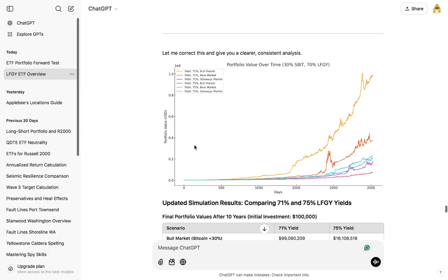And this is what it came out to, a very awesome chart showing what would happen. I thought this was much more accurate, that during a bull market, I would see the best result. During a bear market, I would see the second best result. And then during the sideways markets, it would be the underperforming.